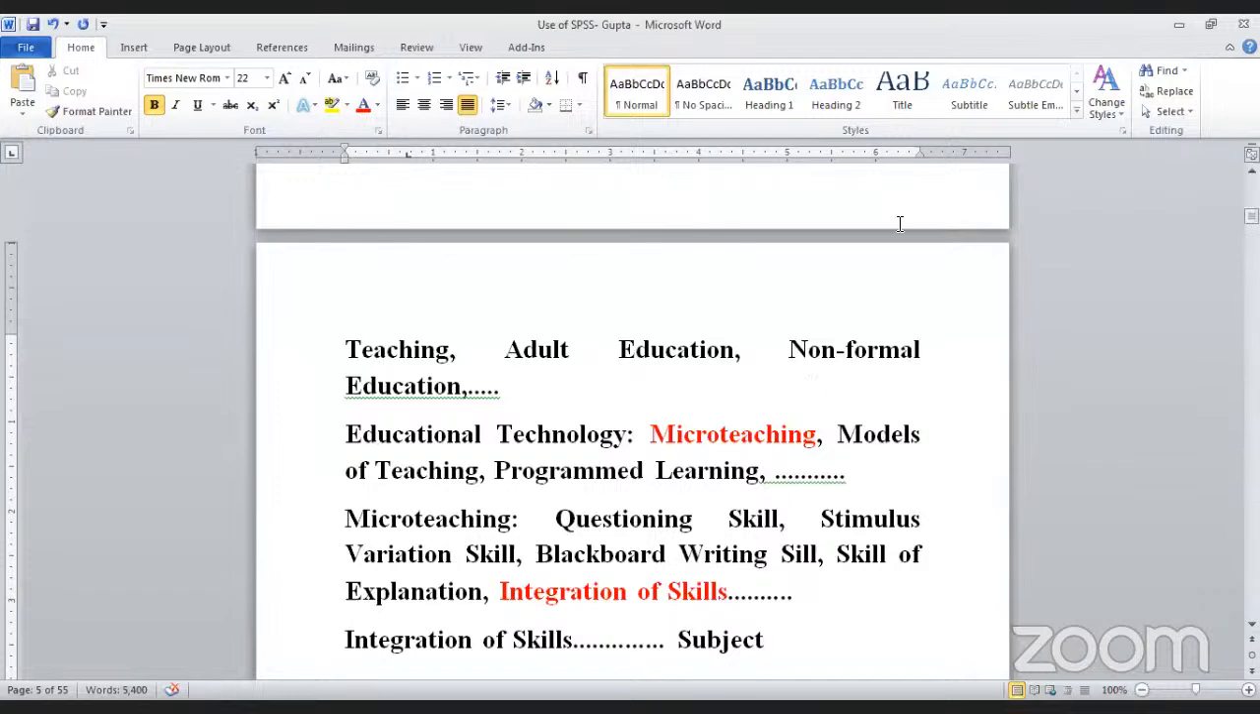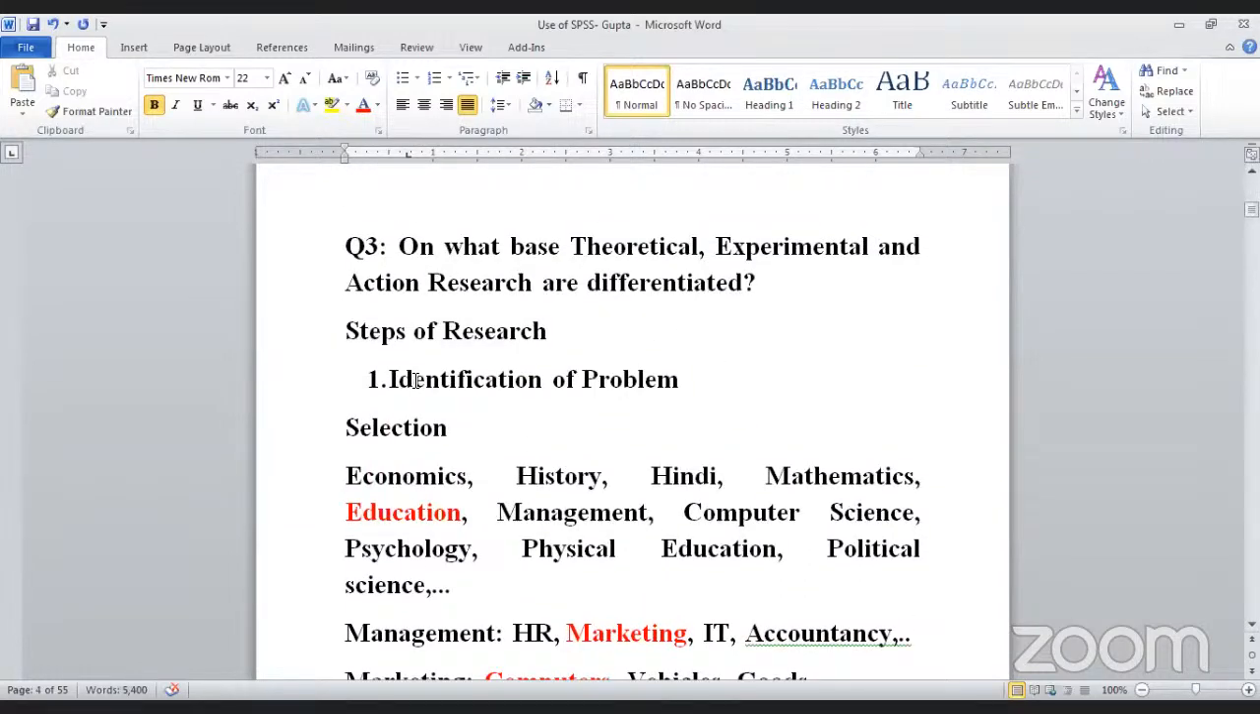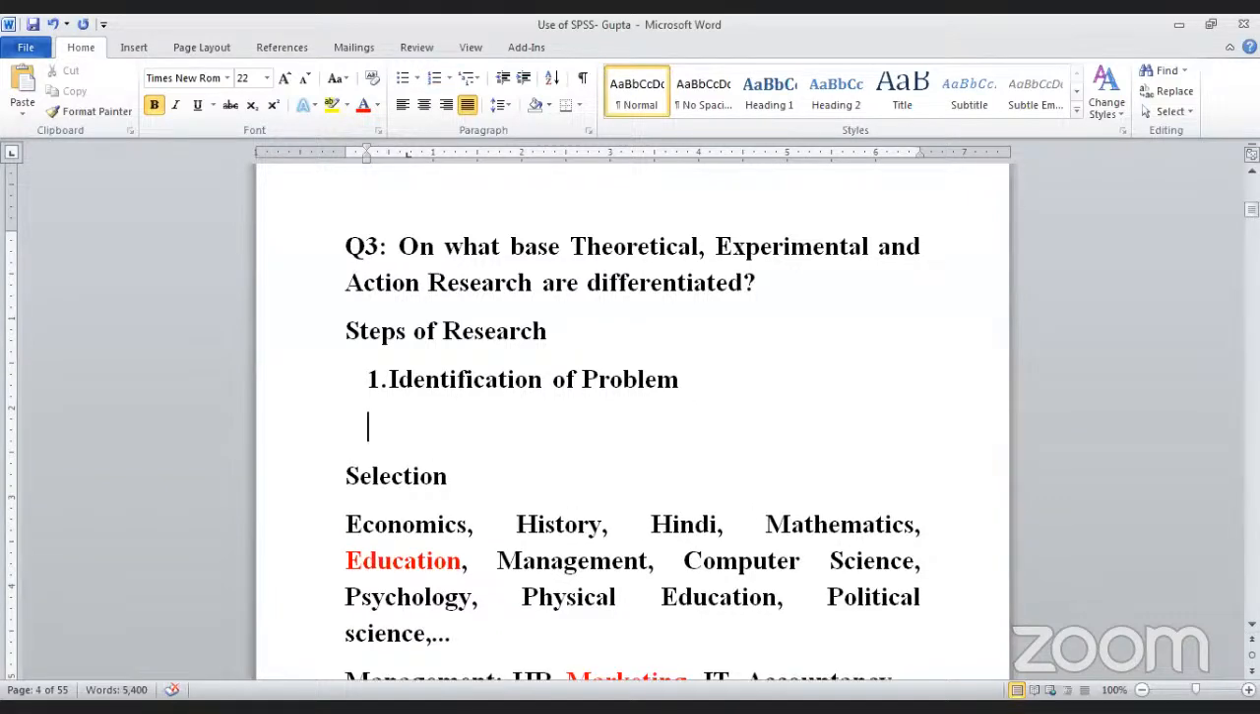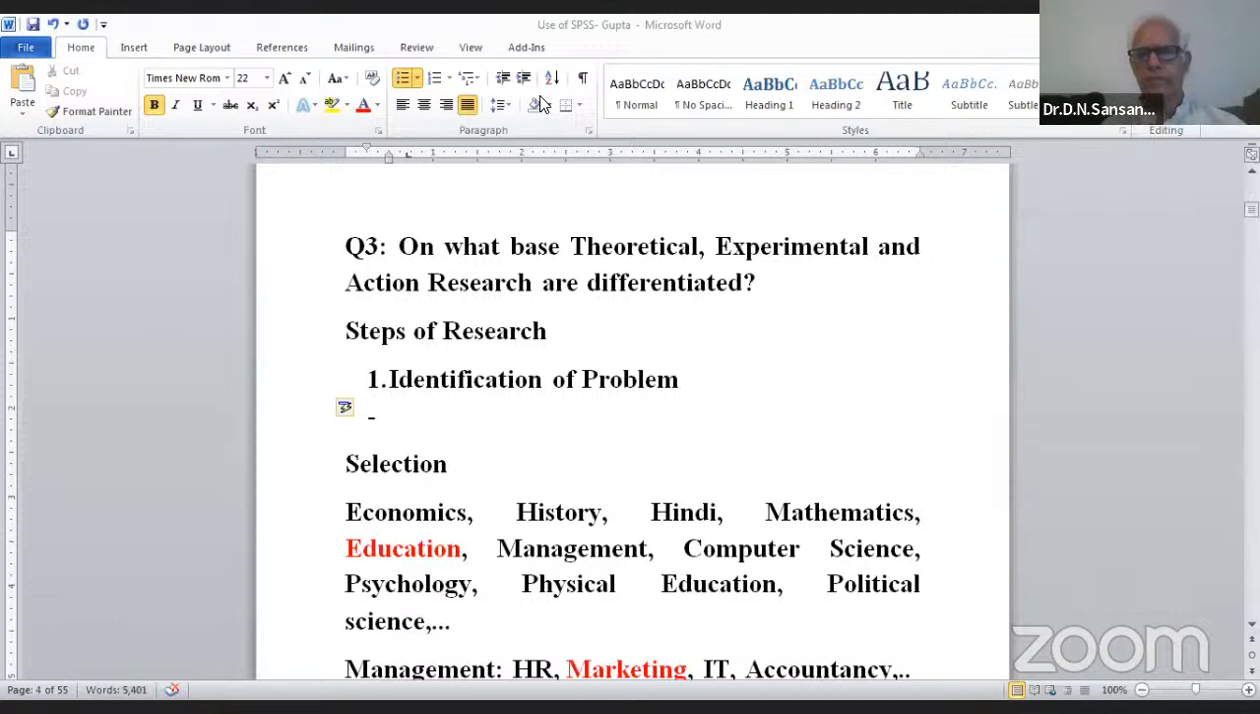Now, any question you want to ask? So I have explained the difference between identification and selection. Any question you want to ask here? I'm waiting for your question. If there is no question, then we proceed further. So I have explained the identification word.